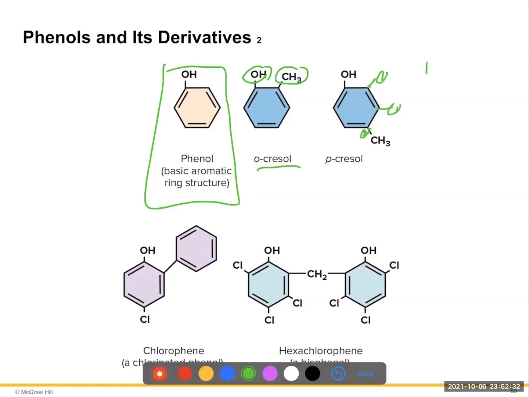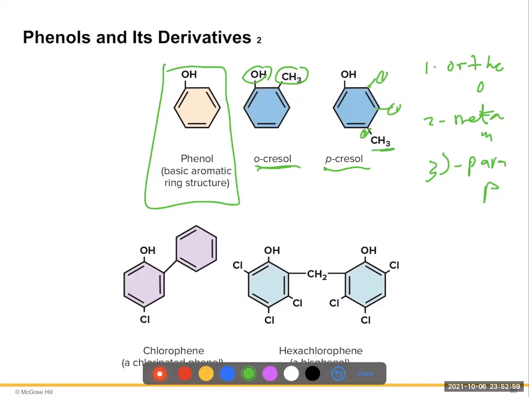If it's at the first position, it's called ortho, which is an O. If it's in the second position, it's called meta, which is an M. At the third position, it's called para, which is a P. So this is the p-cresol, with the CH3 at the para position. O-cresol is at the ortho position. You'll see those and identify different compounds if you're looking at them in a medical journal, something like that.